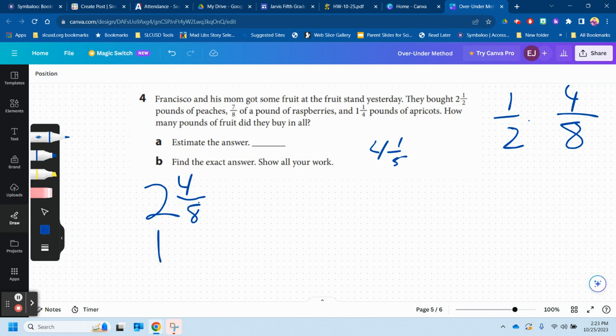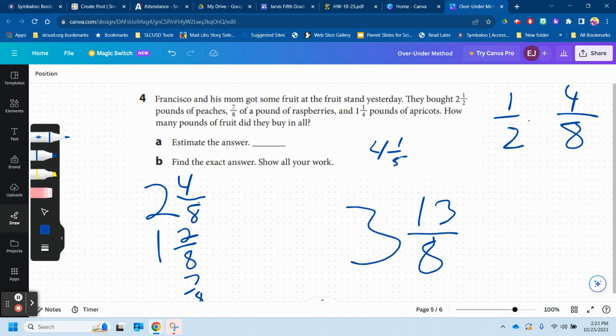1/4. 2 times 4 is 8. 2 times 1 is 2. 2 eighths plus 7 eighths. Okay. So we have 13 eighths. 2 plus 1 is 3 and 13 eighths. Is that right? Let me check. Yes, that's right.